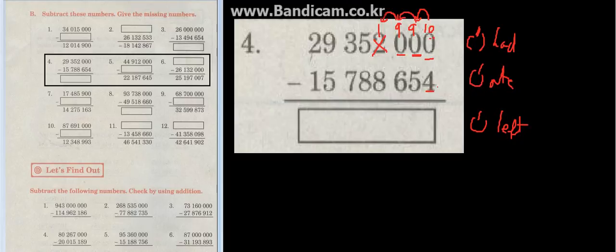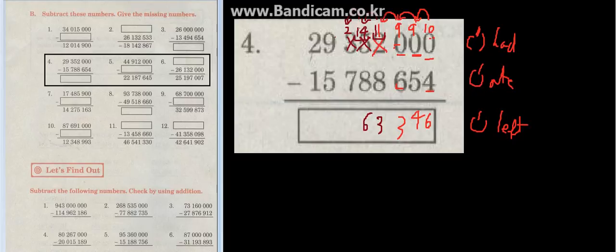So 10 minus 4 is 6. 9 minus 5 is 4. 9 minus 6 is 3. And 1 minus 8 is impossible, so we should borrow from the column that's ahead. This 5 becomes 4, and the remaining 1 becomes 10 at the bottom column. So 11 minus 8 becomes 3. 4 minus 8, if you borrow once again from the column ahead, this 3 becomes 2, and the remaining 1 becomes 10. So 14 minus 8 becomes 6.